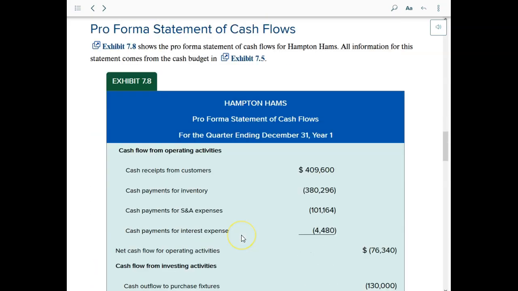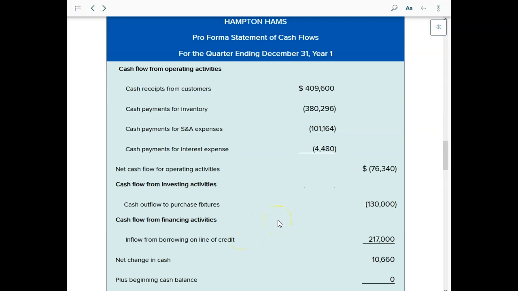You can do the same thing with the cash flow statement. Now, I'm not going to have you prepare a cash flow statement on the exam, so don't worry about that. I would expect you to be able to prepare an income statement and balance sheet, so that's possible. But don't worry about the cash flow statement. Just know that you can prepare a pro forma, in other words, a budgeted statement of cash flows.